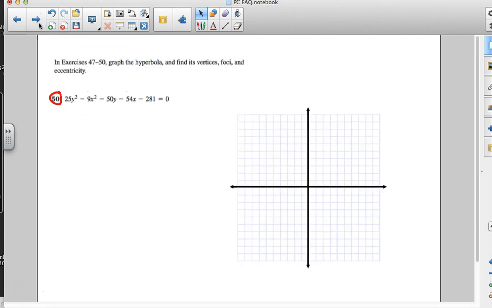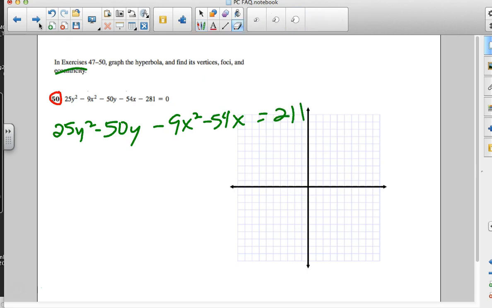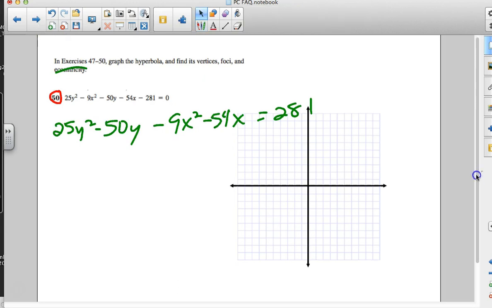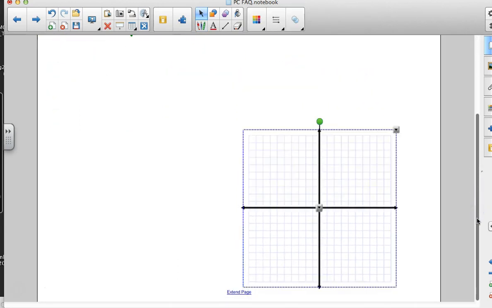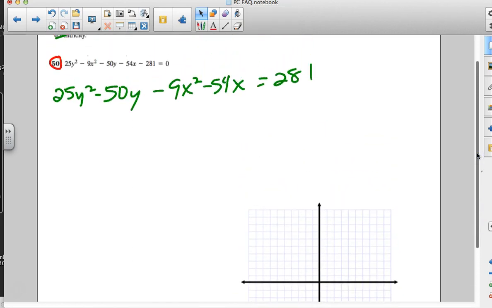Alrighty, number 50, graph the hyperbola, find its vertices, foci, and eccentricity. Not going to do the graph. Vertices and foci, yes. So we have 25y squared, and we're going to put the y term with that. And then we have negative 9x squared minus 54x, and we're going to move the 281 out of the way, just like we were doing for the ellipses earlier in the video. Because what we want to do is group together the y squared pieces, group together the x squared pieces, so that when we're completing the square, all of that is staring us right in the face.